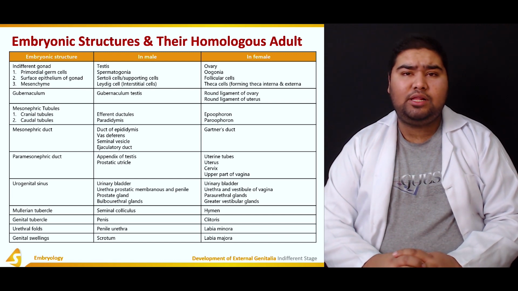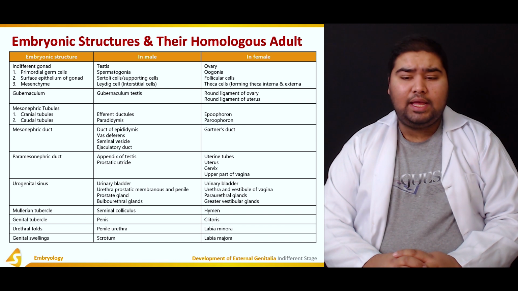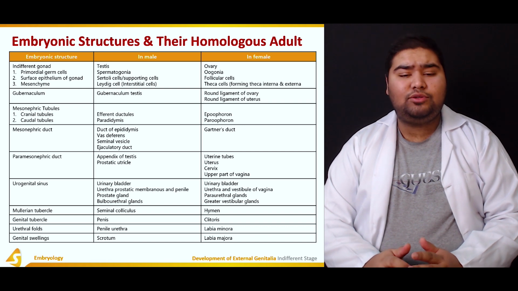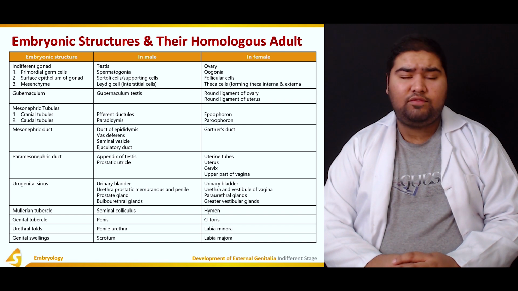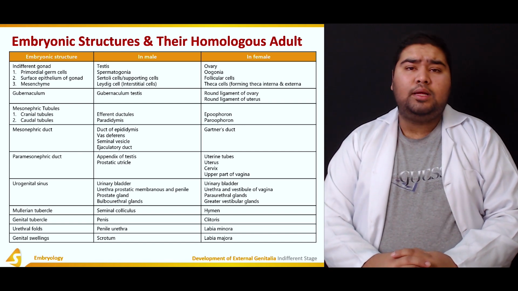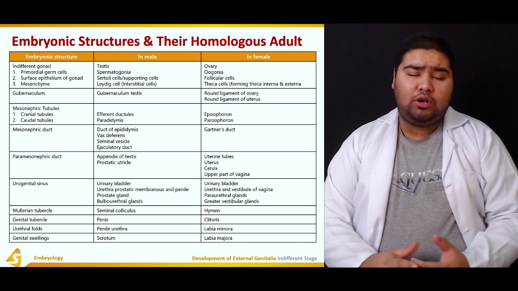They form the penile urethra in males, and they form the labia minora in females. And the genital swellings also lie distally to the genital tubercle and lateral to the urethral folds. They form the scrotum in males and labia majora in females. So these were the adult structures which are formed by various embryonic structures and their embryological origin.